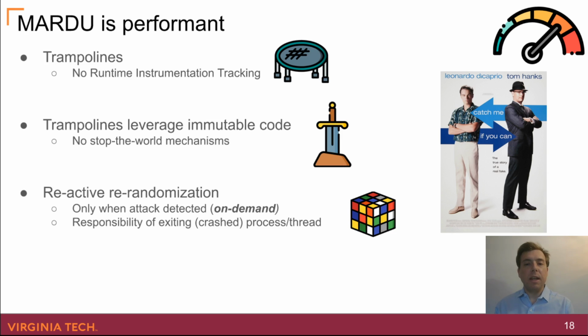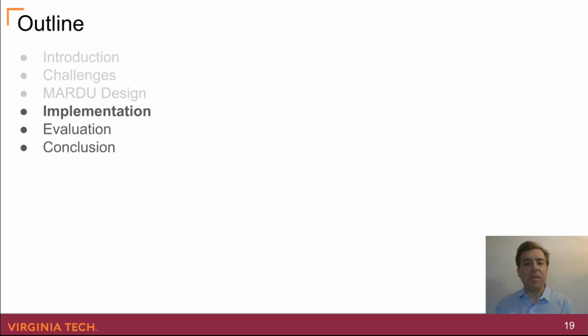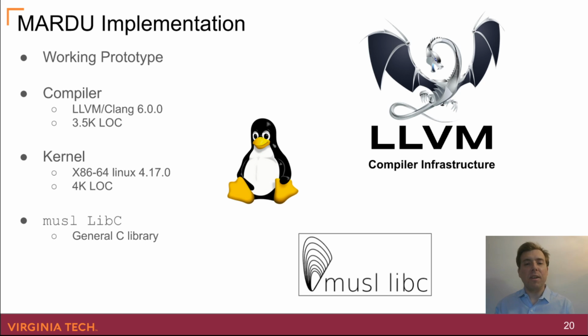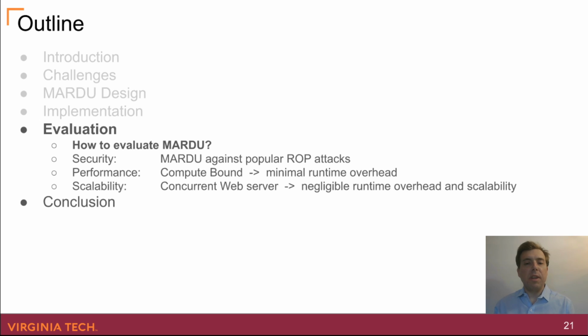With all these techniques, we're able to make MARDU performant. In essence, MARDU wants to always be one step ahead of the attacker, which can be seen similar to how the con artist is always one step ahead of the FBI agent chasing him in Catch Me If You Can. So we have created a working prototype of MARDU, which consists of compiler and runtime components, where we used LLVM for implementing the MARDU compiler and made a few Linux kernel modifications to support our runtime. In addition, we used musl, a simplified libc implementation. Next, we'll move on to the evaluation.